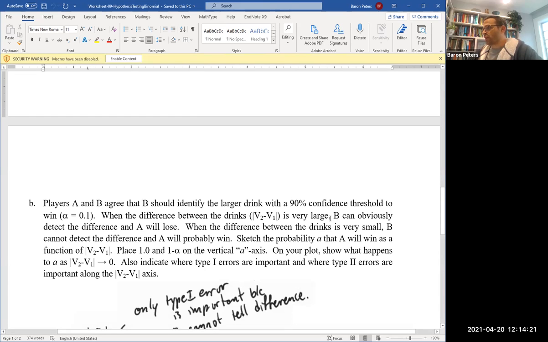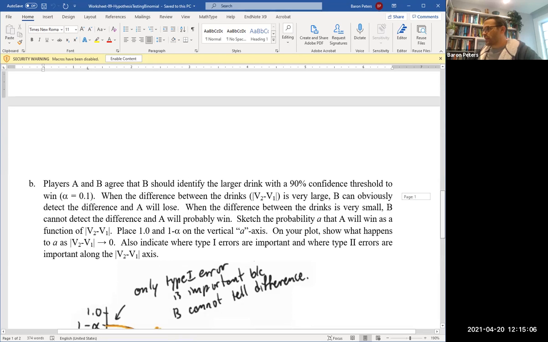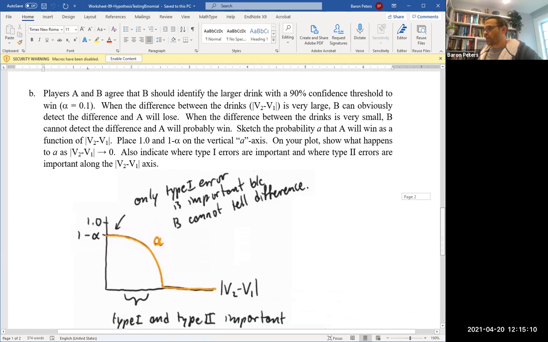So when the difference between drinks is very large, B can detect the difference, right? If I take two pint glasses and I pour one of them full and one of them completely empty, then probably the data will end up being really skewed towards 16 out of 16 times or 12 out of 12 times player B was able to tell the difference. When I make them 160% full and 150% full, now it's really hard to tell the difference, and my data will look like the case that we did in the example, maybe only an 87% confidence that B can tell the difference. So what I wanted to illustrate here is this idea that you have type 1 errors.